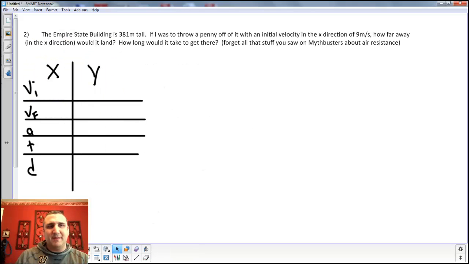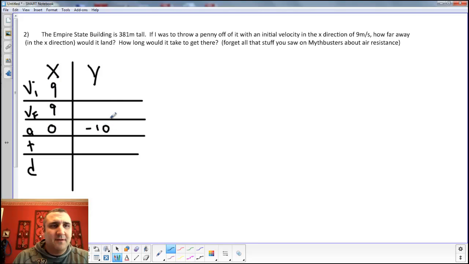Sorry about that. We're going to throw something off with initial velocity in the x dimension of 9, and it'll have a final velocity of 9. The acceleration is 0 in x and negative 10 in y, because it's a cliff problem, essentially. We're throwing something off the Empire State Building like that, so the y initial velocity is 0. If there's anything else we know, it's going to fall 381 meters, so negative 381. How far away in the x direction will it land? How long will it take to get there? We have to do the time first and then the displacement second.